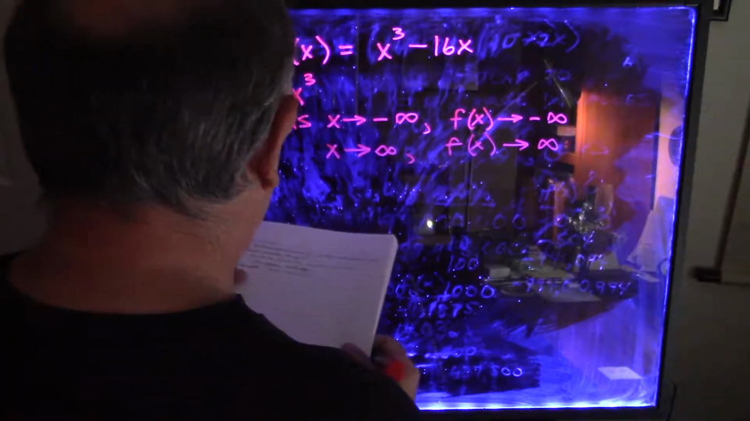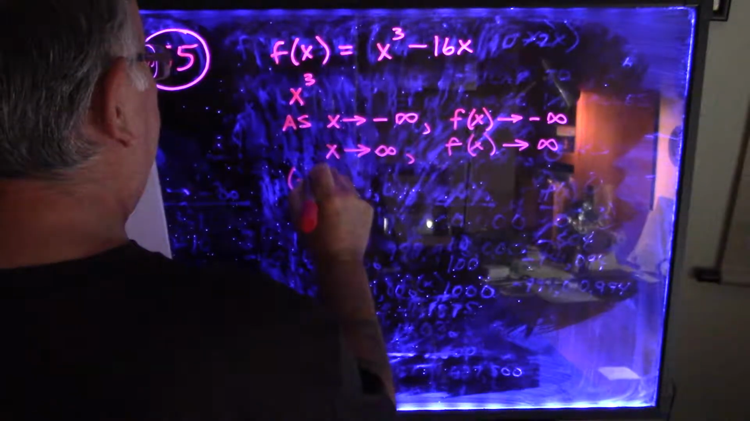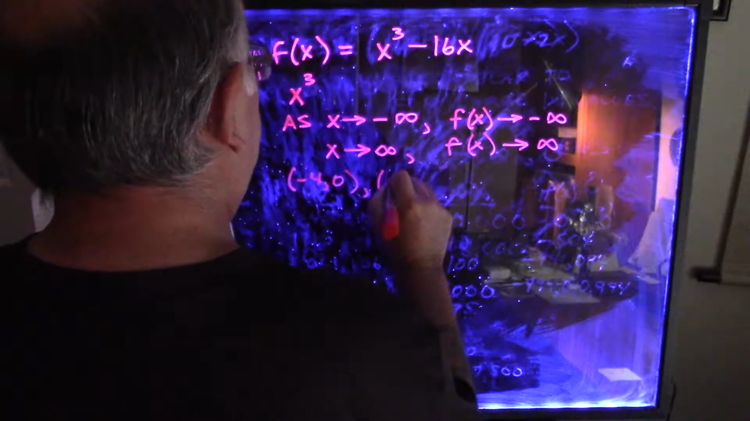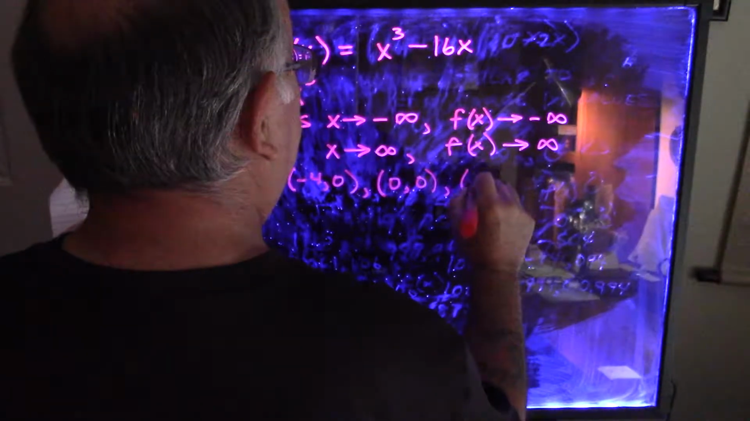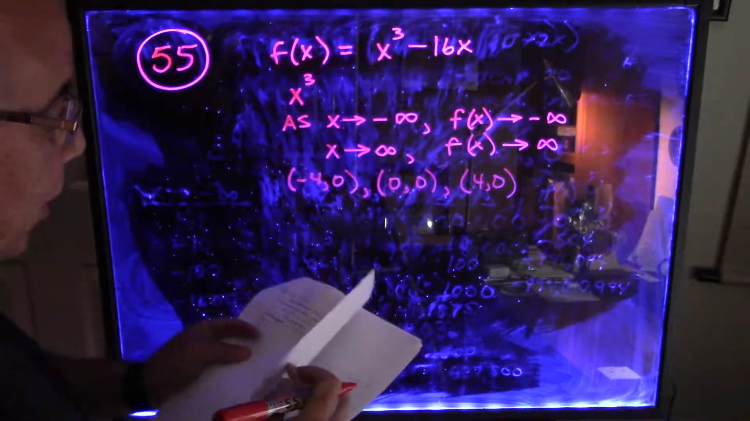All right. Also, we have intercepts that I got off of the graph: (-4, 0), (0, 0), and (4, 0). Alright, so let's look at the graph.